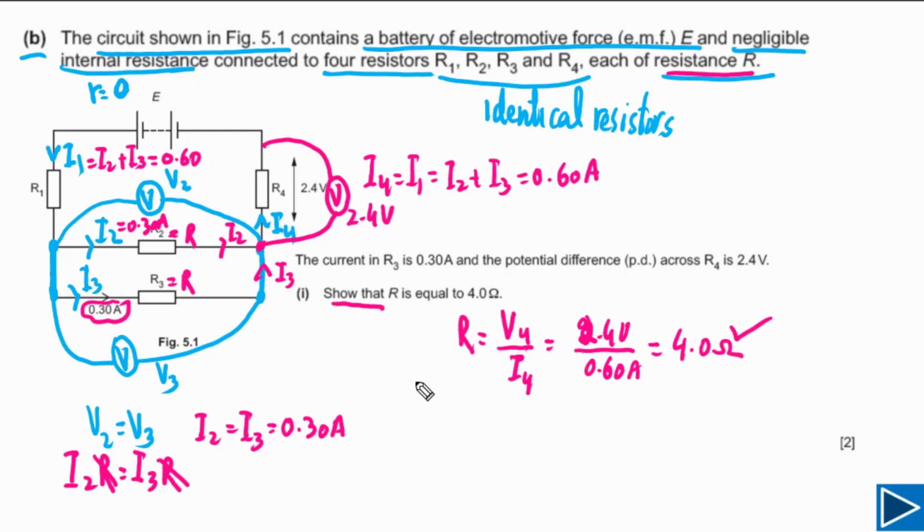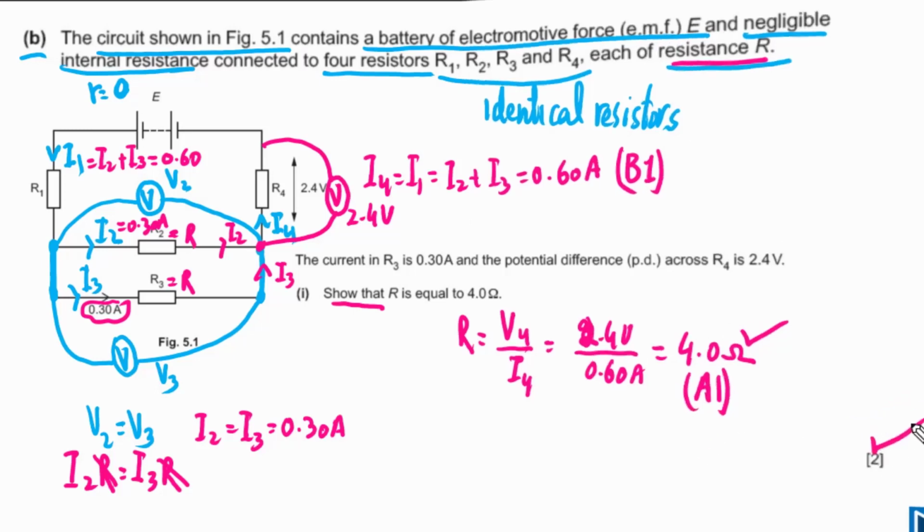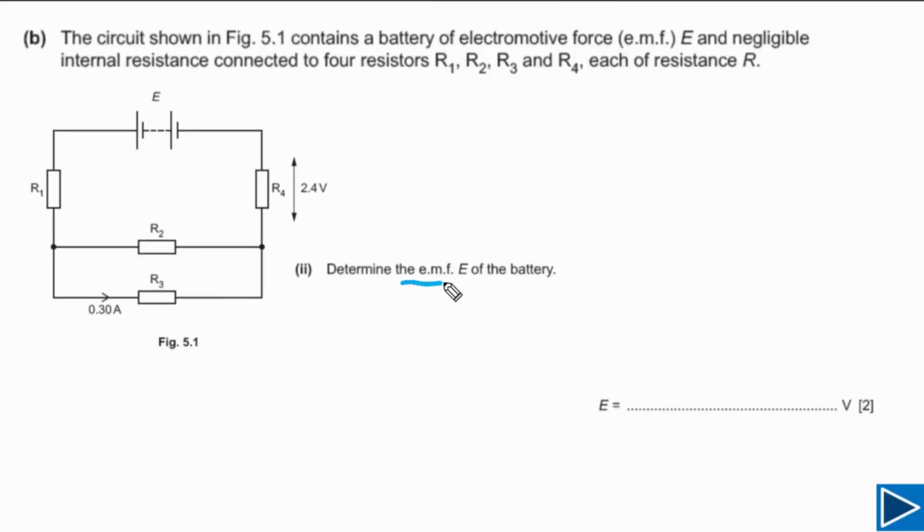This question has 2 marks, and the first mark is if you have got this value of I, and this is B mark. So you will get B mark if you have got I4 is equal to 0.60 amps, and the second mark is answer mark if you have got right value of resistance. So you will get 2 marks. For second part, we need to determine the EMF of the battery. And EMF of the battery, we can determine using different methods. We can use Kirchhoff's second law, or simply we can use Ohm's law. For this question, I will be using simply Ohm's law.